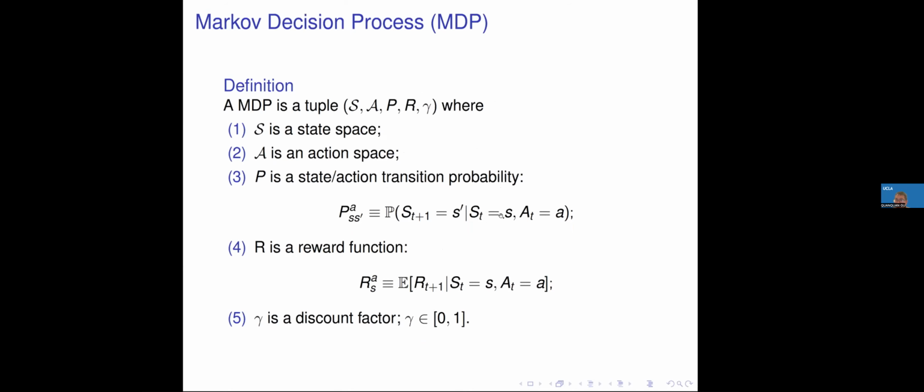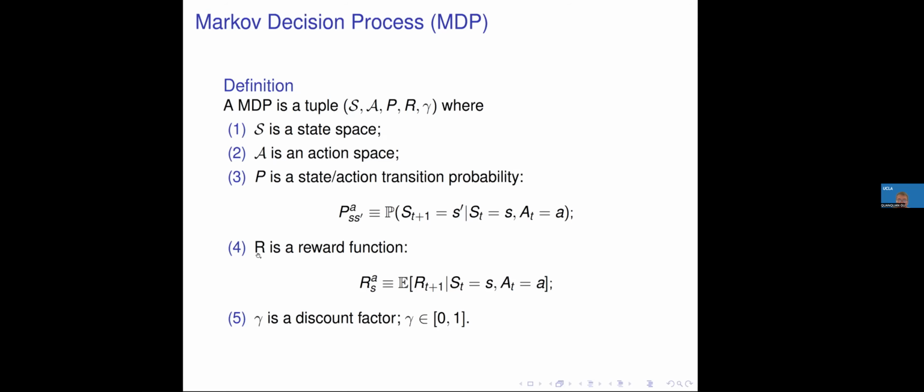So this conditional probability needs to condition on both the current state and the action the agent takes at the current state. So we will use this shorthand notation P_{ss'}^a to denote this state action transition probability. S is the current state, S' is the next state, the future state, and A is the action the agent will take at the current state.